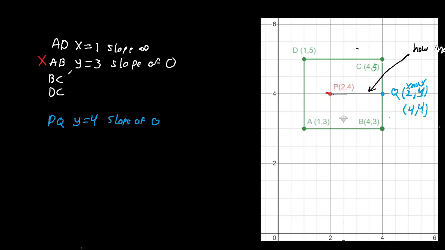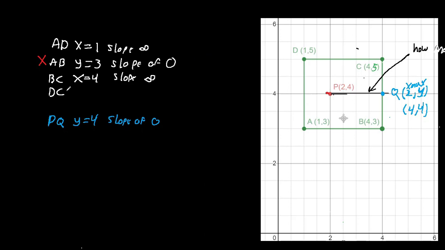What about line BC? BC is going from 4, 3 to 4, 5. Again, the x values here don't change, which means this is another vertical line. It's going to have the equation x equals 4, and the slope is again going to be infinite. Again, if I'm going too fast, I encourage you to pause the video and rewatch the part you're confused about. If you're still confused, go back and rewatch the intersecting lines video and the video on the equations for lines from 2 points.